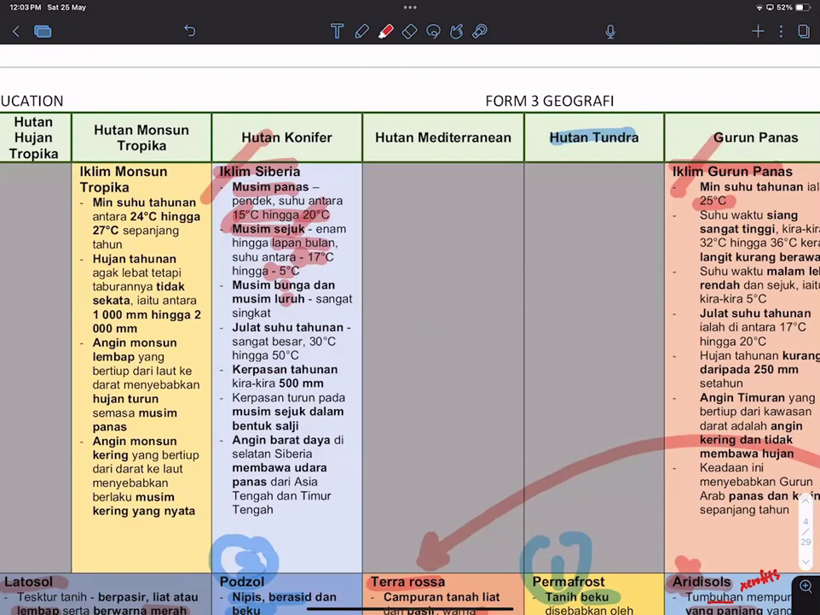So all the musim bunga, musim panas, musim luruh is within the 4 to 5 months. So that's why musim bunga, musim luruh yang singkat. Don't need to memorize how many months. Just memorizing musim sejuk is 6 to 8 months. Musim sejuk yang panjang, that's it. So musim panas yang pendek. So maybe maximum 2, not even 3 months, 2 months only, maximum.